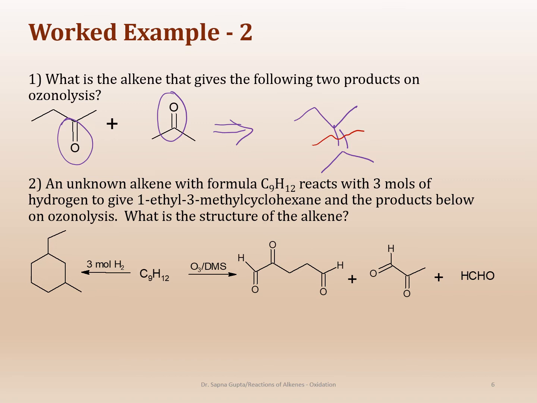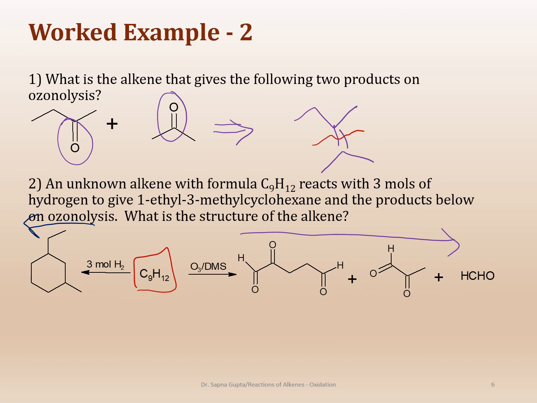An unknown alkene with the formula C9H12 reacts with 3 moles of hydrogen to give the 1-ethyl-3-methyl compound, and the products below on ozonolysis. What is the structure of the alkene? So in this case, here is our alkene that we are starting with, and the alkene on ozonolysis gives these products on the right hand side, and then on hydrogenation gives the product you have on the left side.